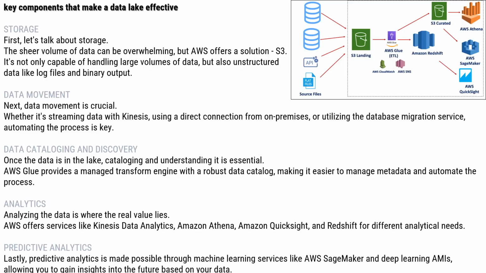AWS offers services like Kinesis Data Analytics, Amazon Athena, Amazon QuickSight, and Redshift for different analytical needs. Lastly, predictive analytics is made possible through machine learning services like AWS SageMaker and deep learning AMIs, allowing you to gain insights into the future based on your data.